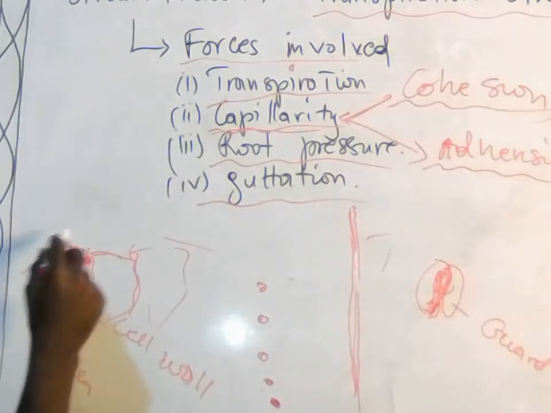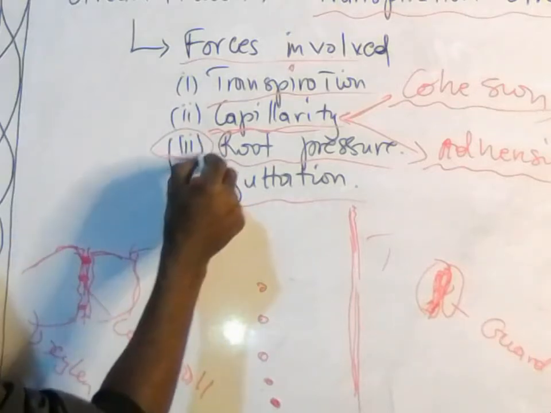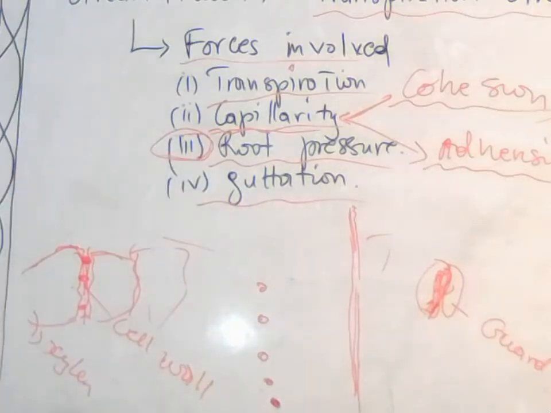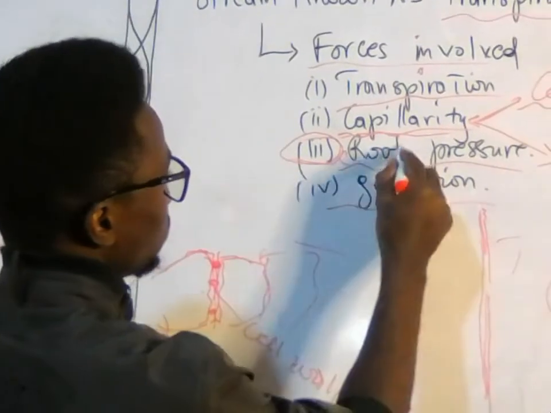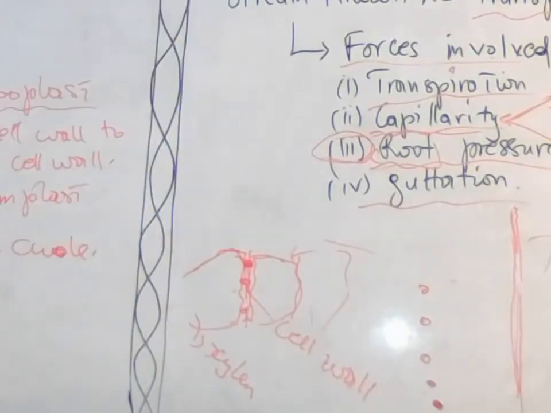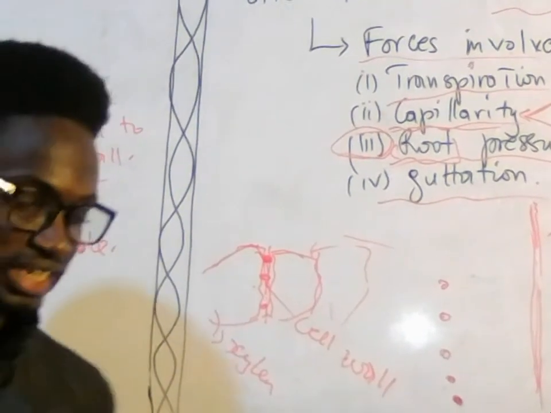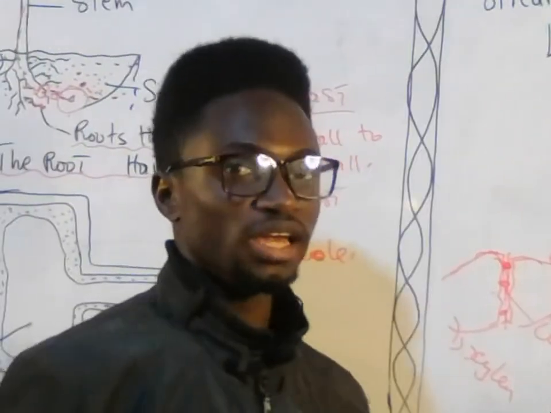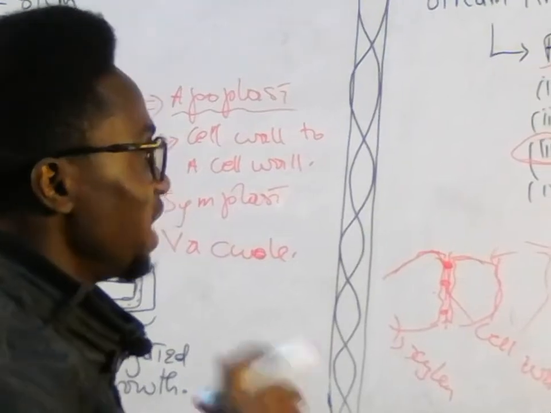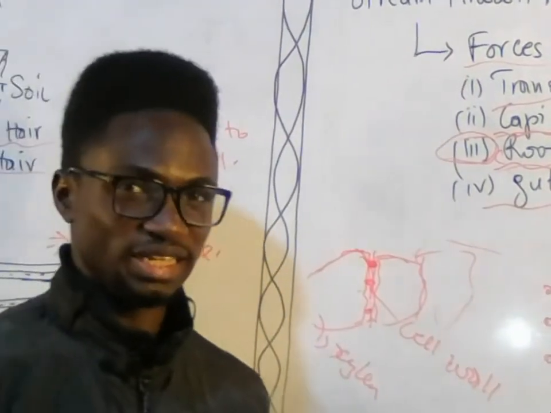Number four, we are going to discuss what is known as root pressure. What is root pressure? Just from the word itself, we have got the roots and there is pressure. So what do you think would be the root pressure? Root pressure is defined as the pressure created in the xylem due to osmotic gain of water by the roots. What is an osmotic gain?